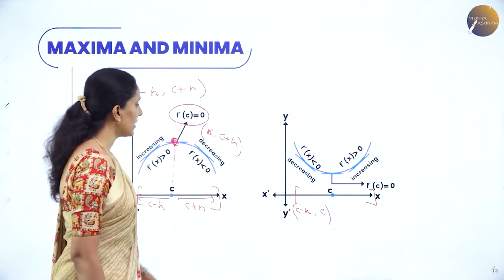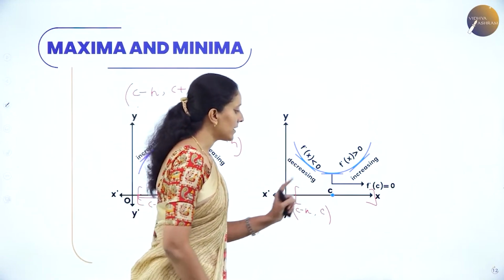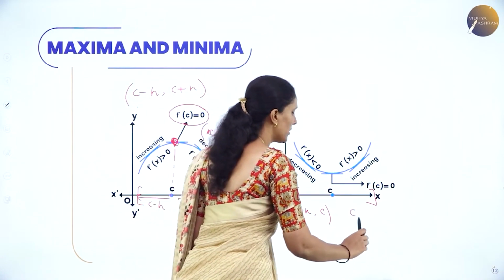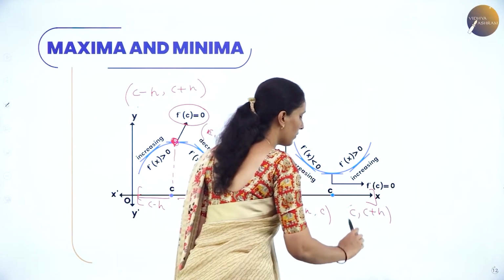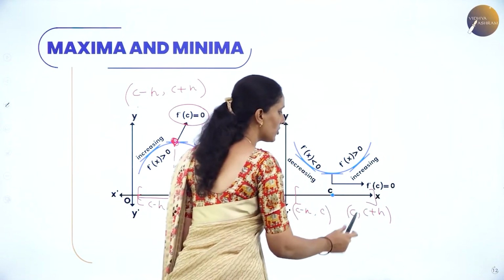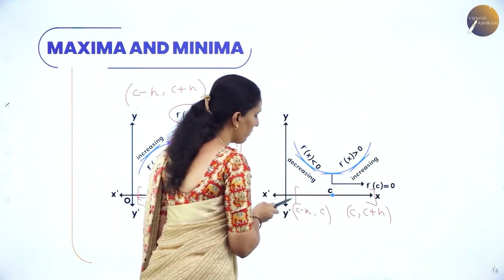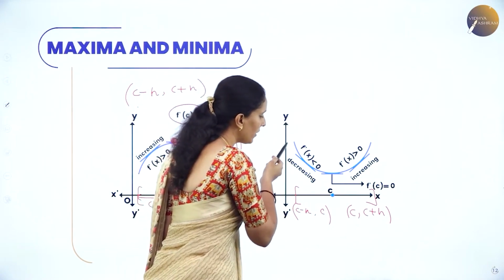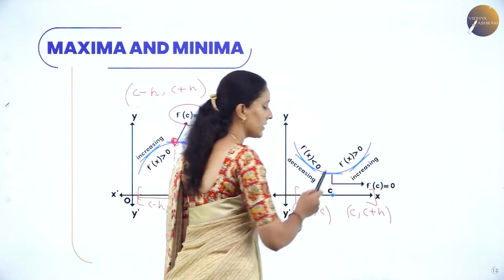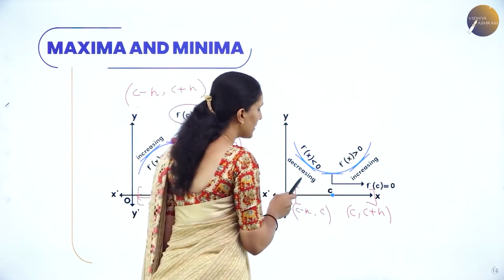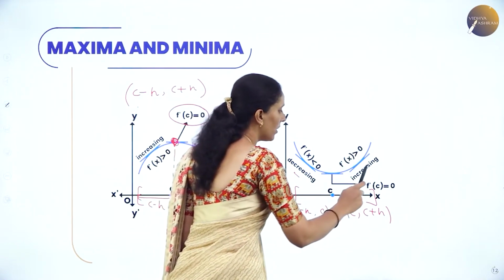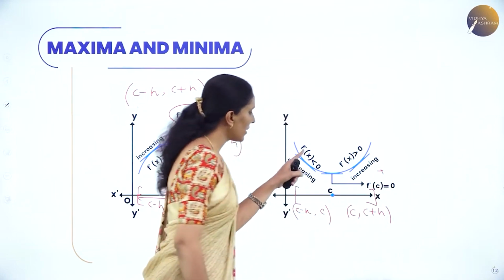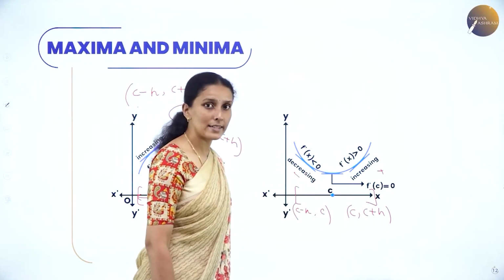Clearly you can say here, the function first decreases and then increases to c plus h. So this is the interval. From c to c plus h, function is increasing. From c minus h to c, the function is decreasing. Thus, whenever the function decreases and then increases, decreasing means we usually say negative, increasing means positive. So that is why here less than 0 and greater than 0.